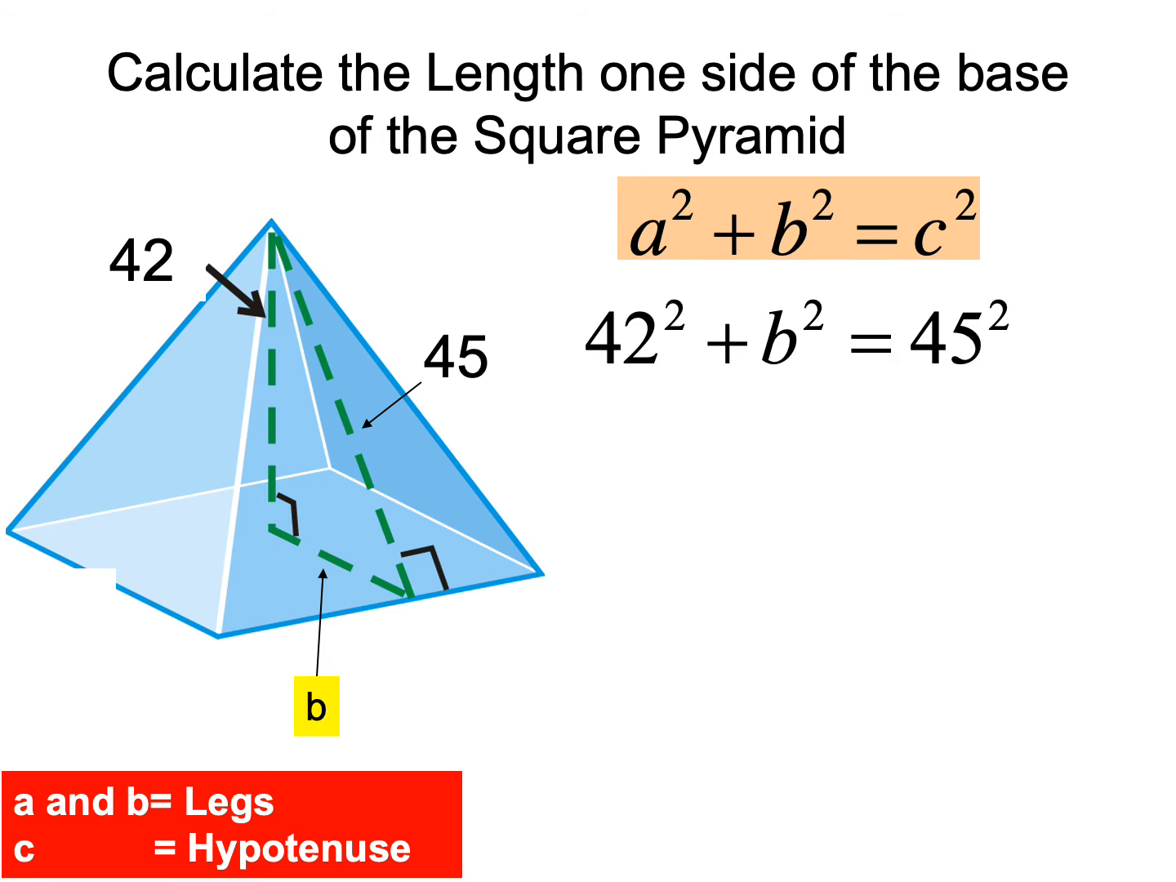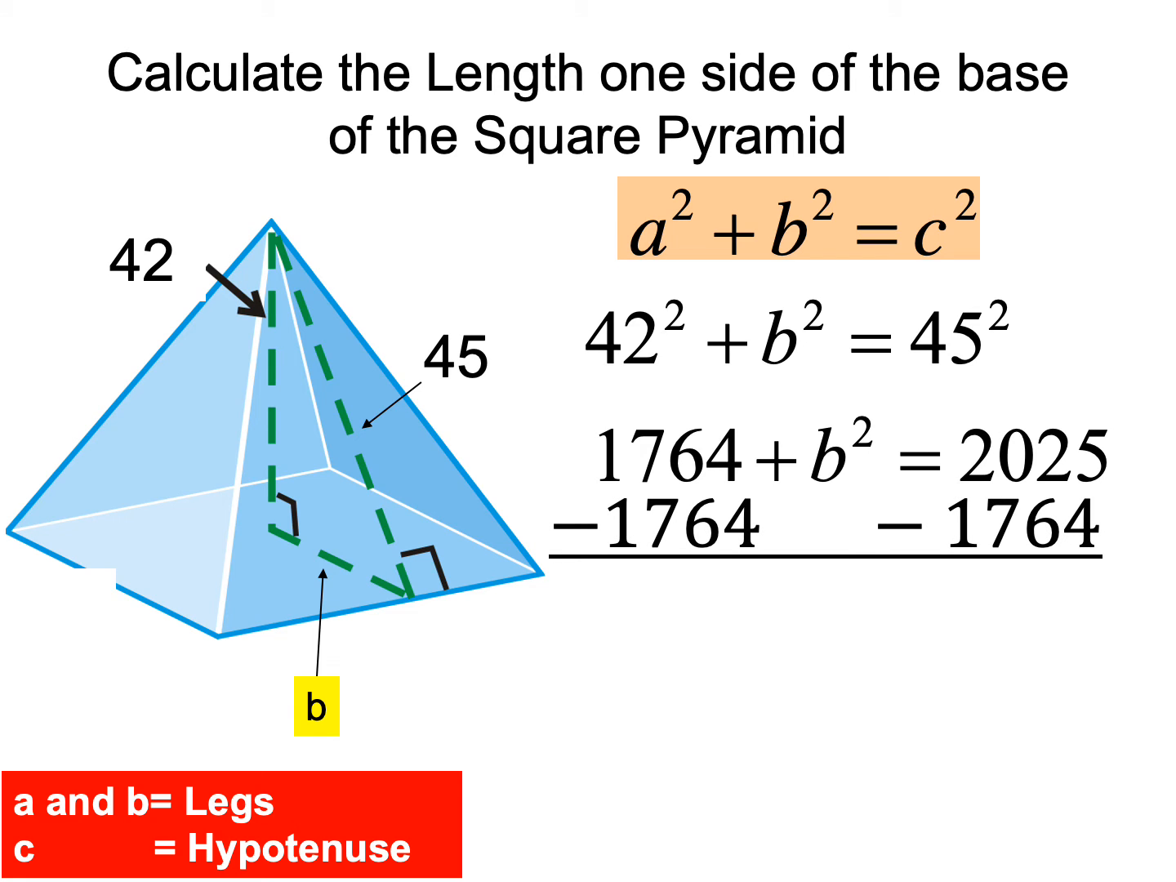So let's see, that would be 42 squared plus B squared is equal to 45 squared. See where I'm getting those numbers from? Okay. So that's 42 squared, that's 45 squared. Let's just do some algebra here. Like, what do we get rid of first? I'm going to get rid of that 1764 first. So I subtract 1764 from both sides. And I get that. Okay.